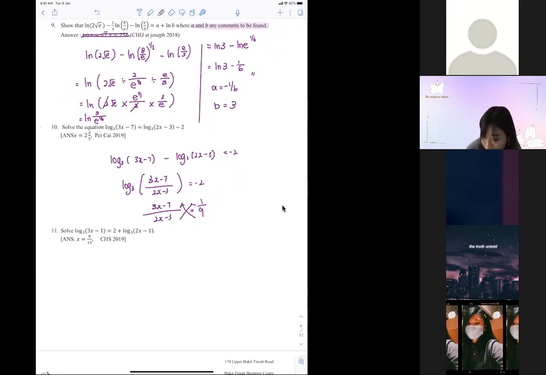Same thing for question 11, very similar. Finish 10 and 11. Can you send it to me? I want everyone to send to me, so I know what you don't understand by 1:55, okay?